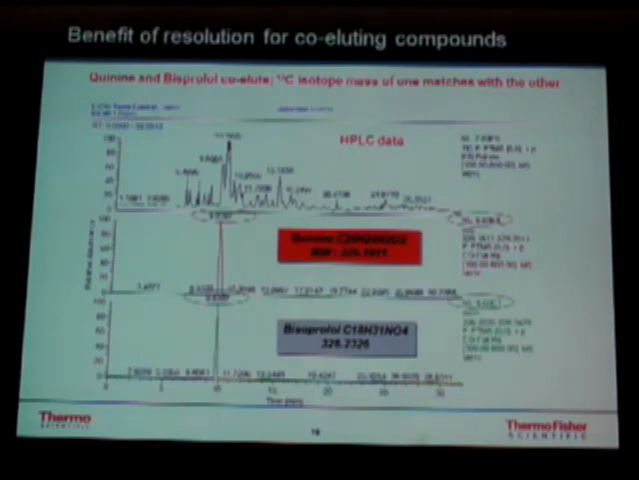Now, another example from the same set of drugs, quinine and bisoprolol. They coelute. You cannot separate them most of the time. The C13 isotope of the first one, 325.1911, matches with the C12, 326.2326. So, the C13 of one matches the other. They coelute. Now, how do we differentiate between these two?